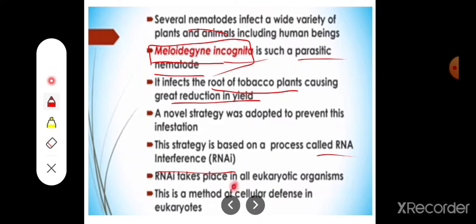Using this mechanism, they developed genetically modified plants which became pest resistant. Okay, so what is this RNA interference? It is also mentioned as RNAi, small i. So what is this RNAi? It takes place in all eukaryotic cells.